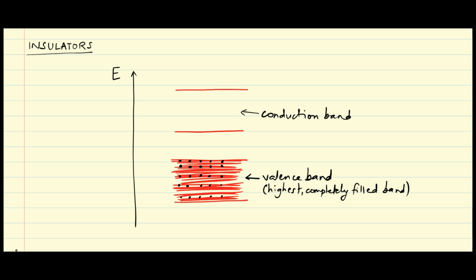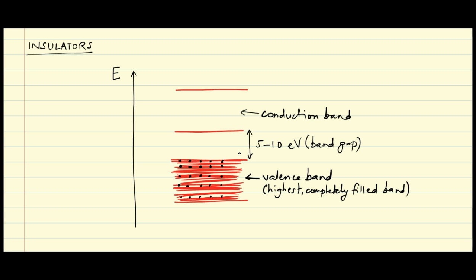However, the band gap between the valence band and the conduction band, that is this energy difference, in the case of an insulator is typically of the order of 5 to 10 electron volts.